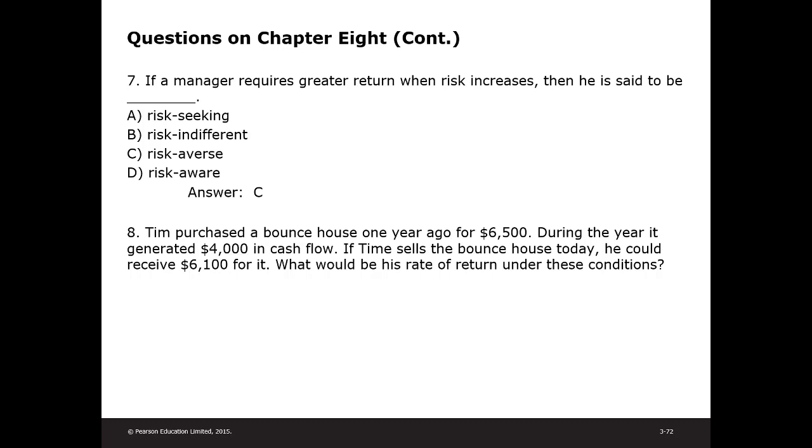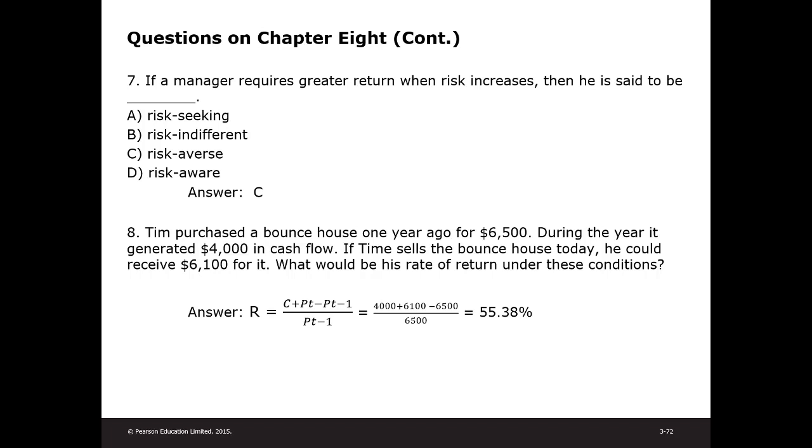If Tim sells the bounce house today, he could receive 6,100 for it. What would be his rate of return under these conditions? In order to calculate the rate of return, we should first add the cash generated during the year, which is the 4,000, then calculate the difference between the price today, which is the 6,100, minus the price that he bought the house with, which is the 6,500.